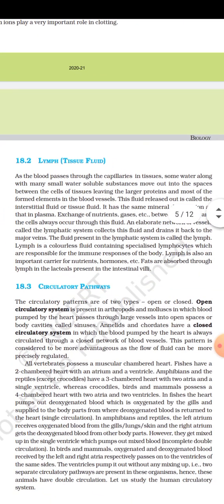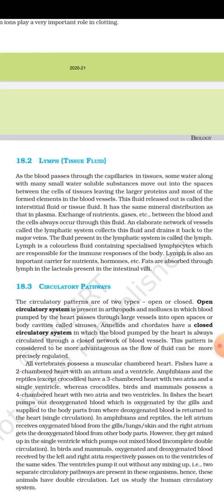Now, lymph. As the blood passes through the capillaries in tissues, some water along with many small water-soluble substances moves out into the spaces between the cells of tissues, leaving the larger proteins and most of the formed elements in the blood vessels. This fluid released out is called interstitial fluid or tissue fluid. It has the same mineral distribution as that in plasma. Exchange of nutrients, gases, etc. between the blood and the cells always occurs through this fluid.